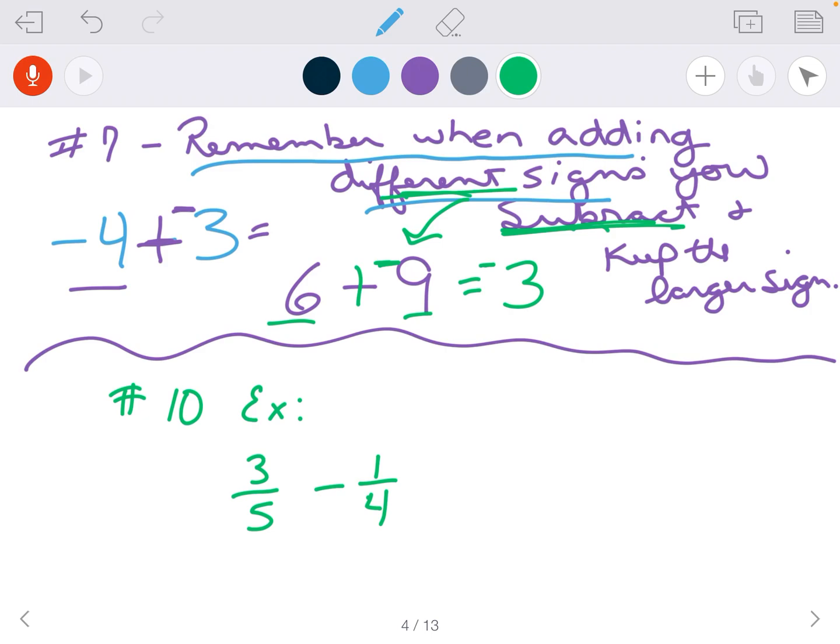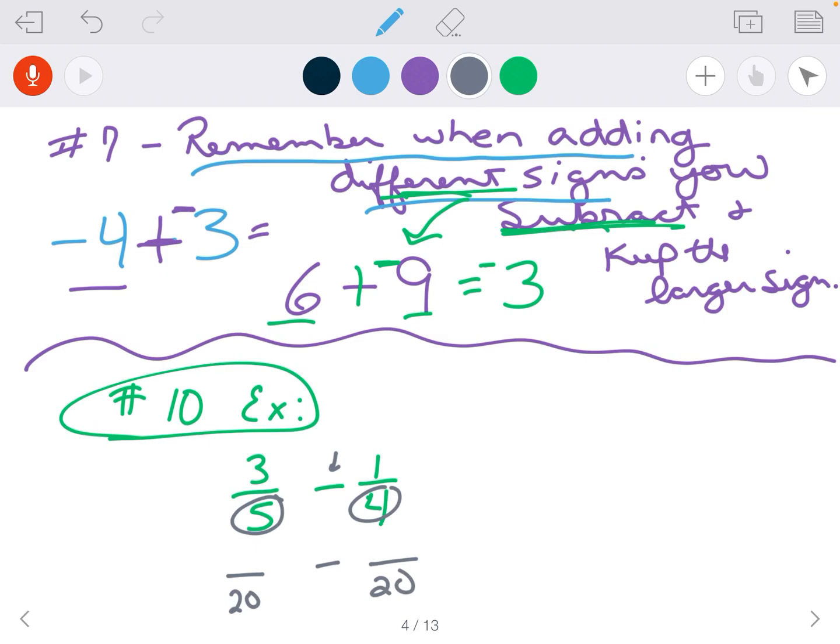All right, so example number 10. We have to get a common denominator again because I'm adding or subtracting. So I'm going to look at this subtraction, and that's going to stay the same. A common denominator, I already know for 5 and 4, I don't have to do my list, is 20. And then 5 times what gives me 20? And the answer is 4. What I do to the bottom, I do to the top. So 3 times 4 is 12.